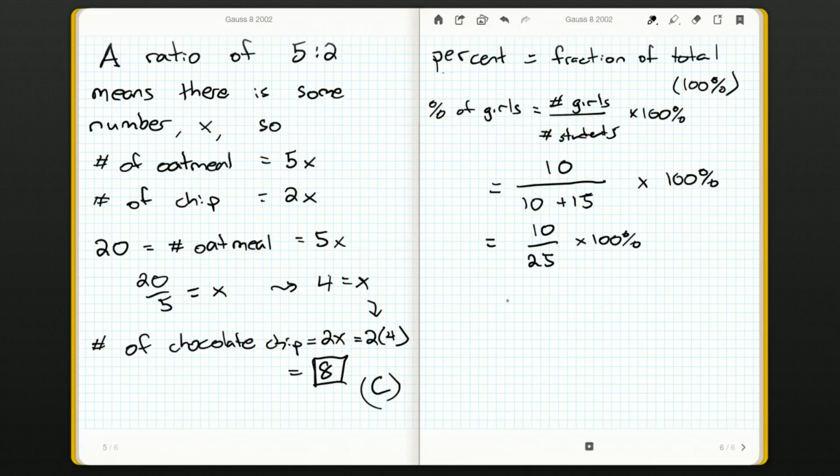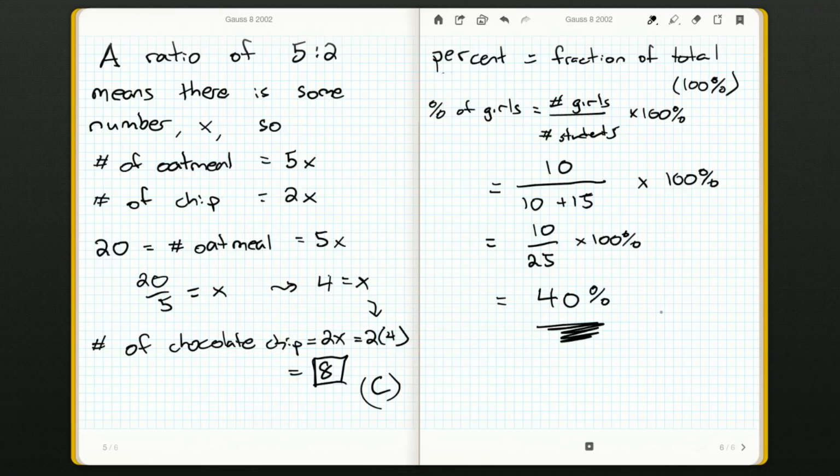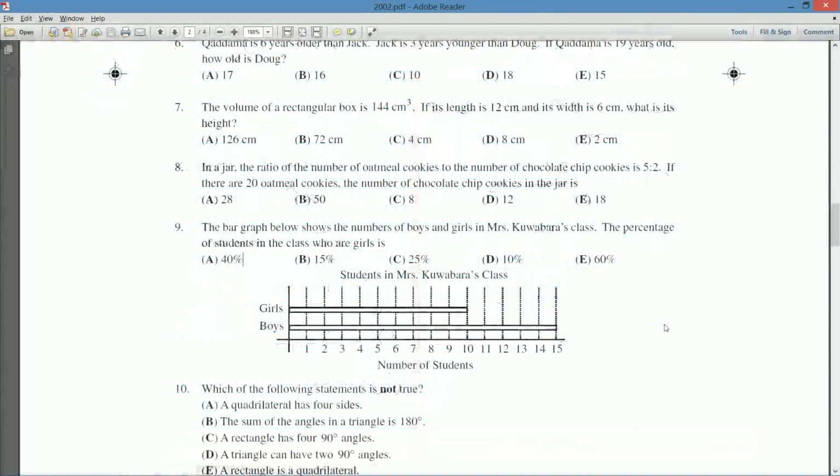10 divided by 25 multiplied by 100. And I'll get a 40 here, and I keep my percent. So the percent of girls in the class should be 40% here. And 40%, well, that was answer A. So that was question number 9.